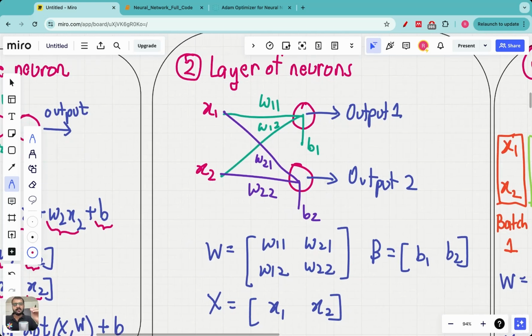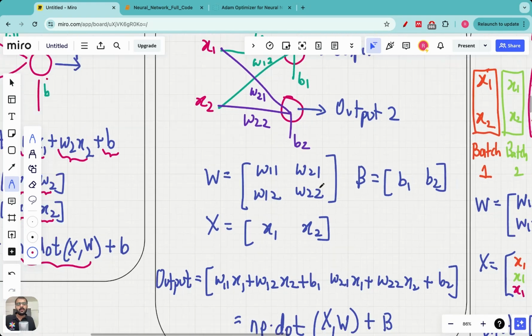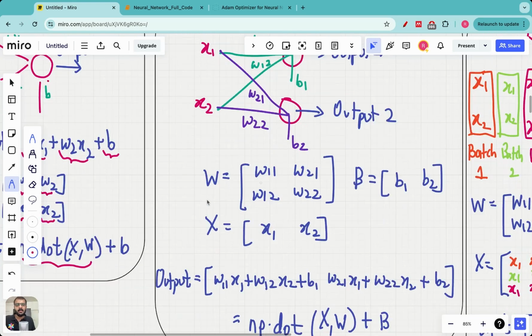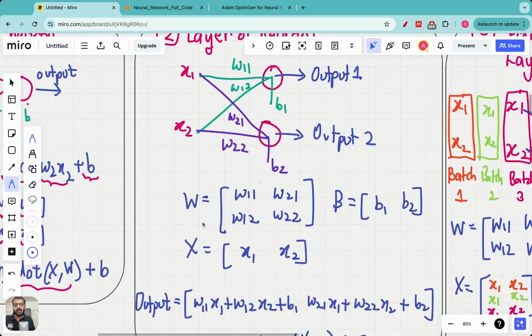When a bunch of neurons are combined together, it forms a layer. So let's say we have two neurons in this layer, and the first neuron has weights w11 and w12. The second neuron has weights w21 and w22. The output from the first neuron is output 1, the output from the second neuron is output 2. The bias associated with the first neuron is b1, and the bias associated with the second neuron is b2. So if you represent all of these in matrix formula, the weight matrix W can be represented by this formula.